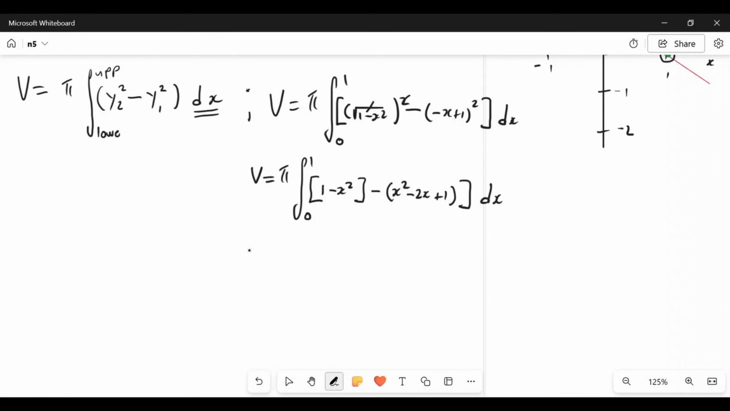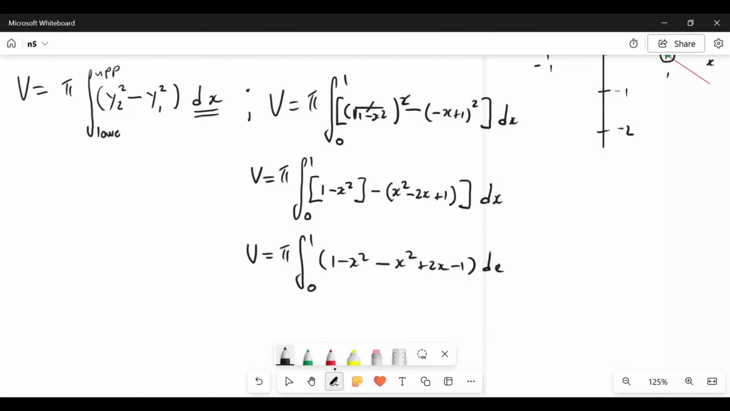Let's remove the brackets. So volume is going to be pi, and then sigma, upper limit 1, lower limit 0. And this one here, you can write as 1 minus x squared. There's nothing we can do there, but we need to remove this bracket. So we're going to have x squared plus 2x minus 1 dx. Then we'll have like terms here. I hope you can see, guys, this x squared and that x squared are like terms. We have 1 and negative 1. They are also like terms.